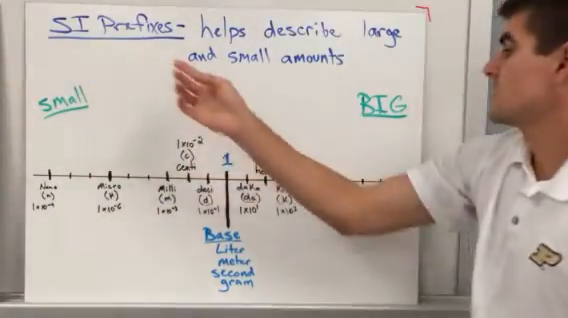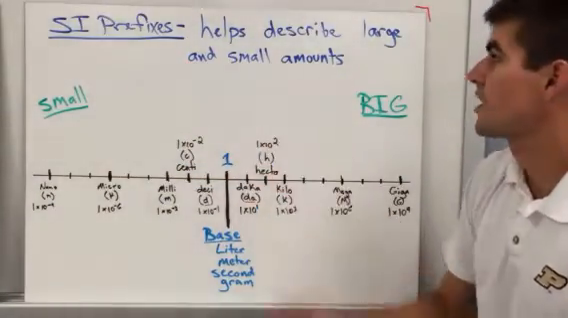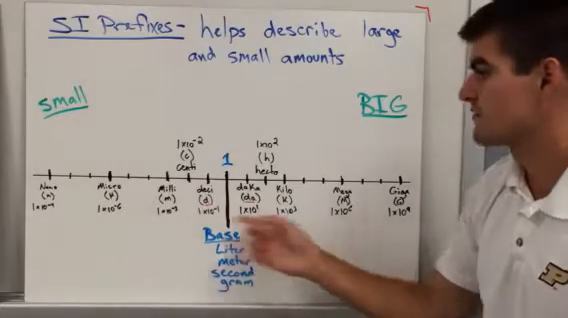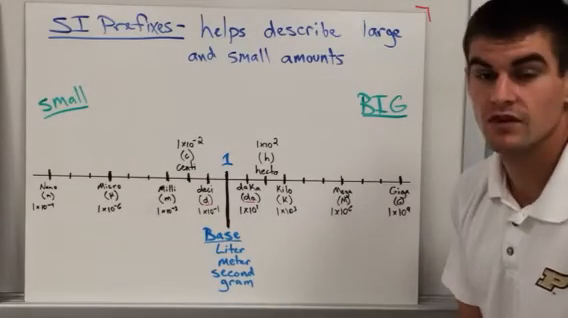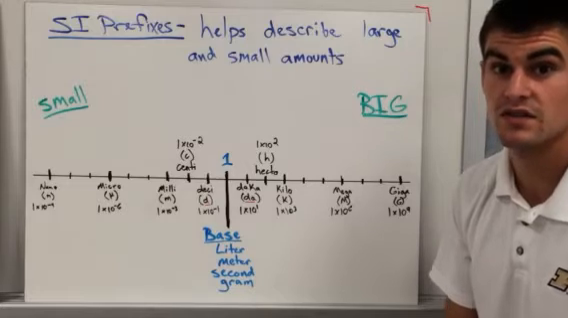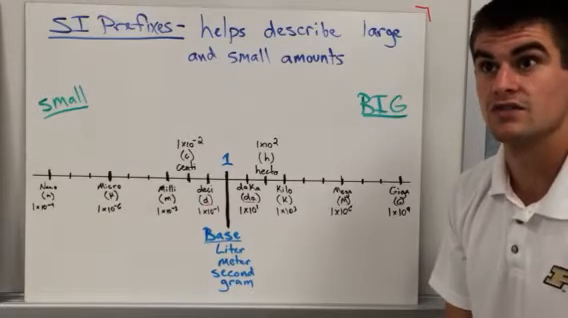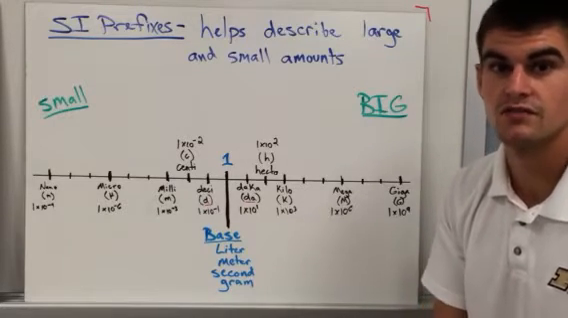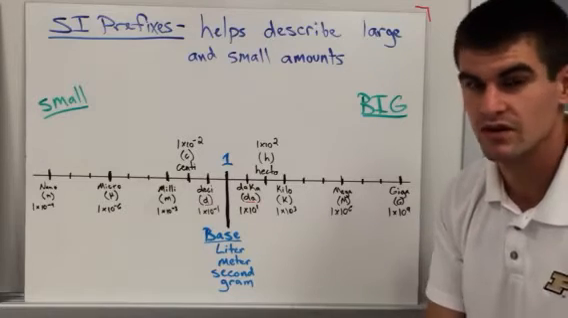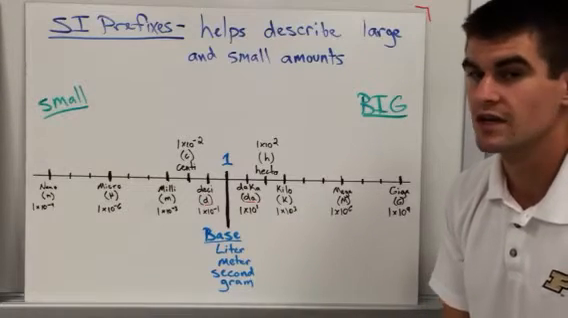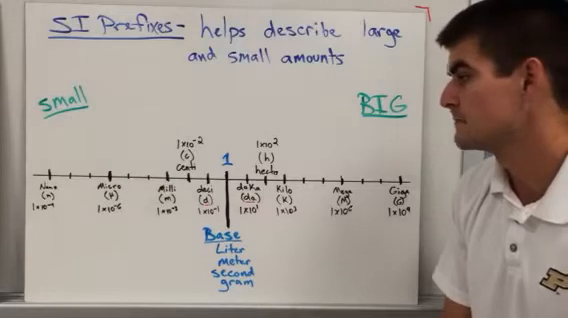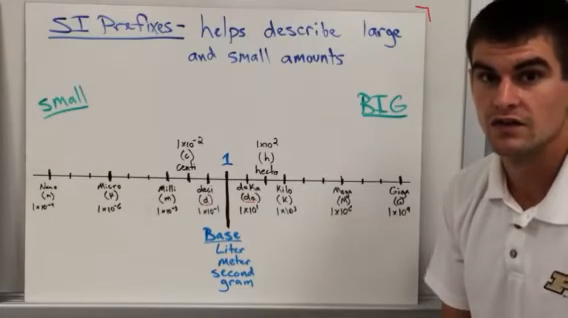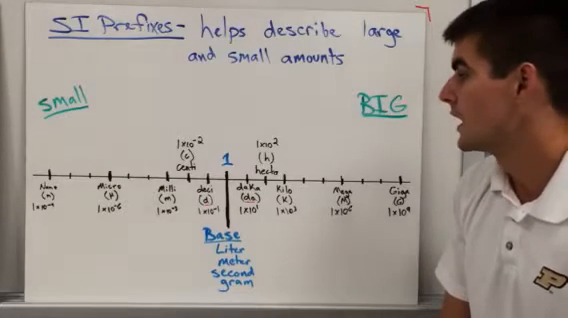All right, prefixes. These help describe large and small numbers. Everything is based off of a power of 10, which is nice instead of trying to remember, okay, it's 12 for inches in a foot, but then it's 5,280 for feet in a mile. You don't have all these units you have to remember. It's always going to be a power of 10.